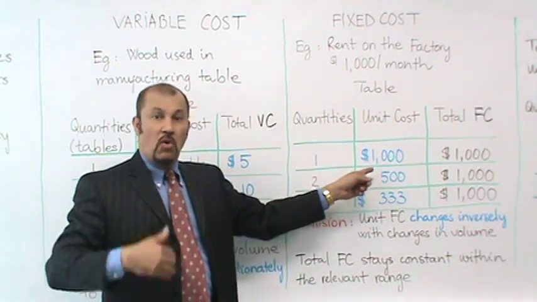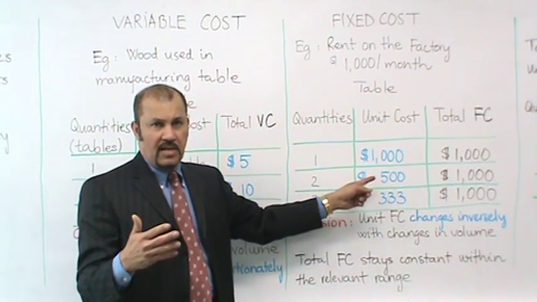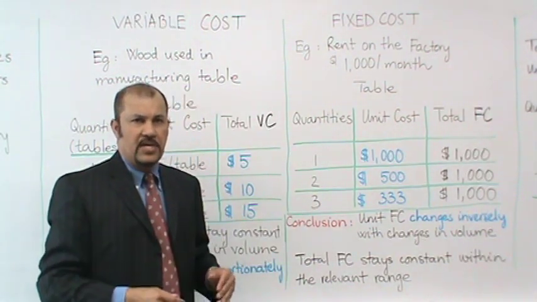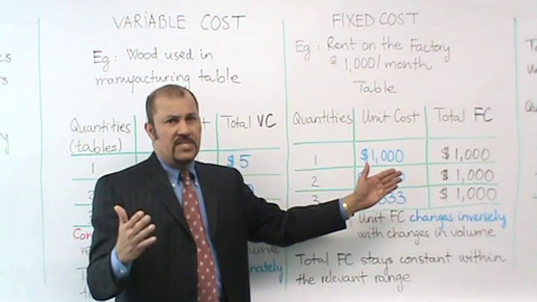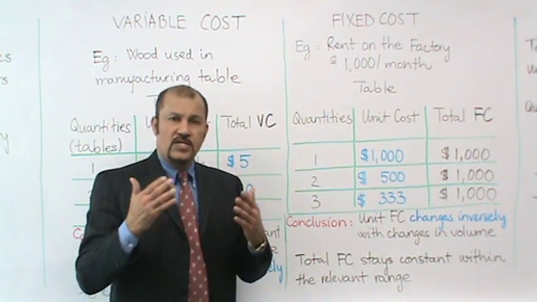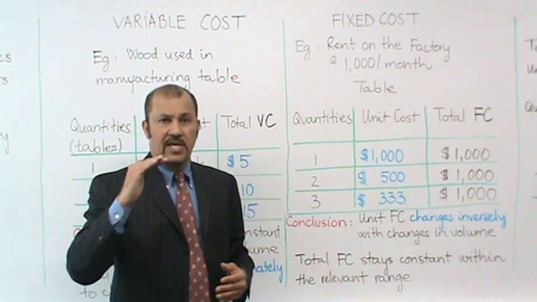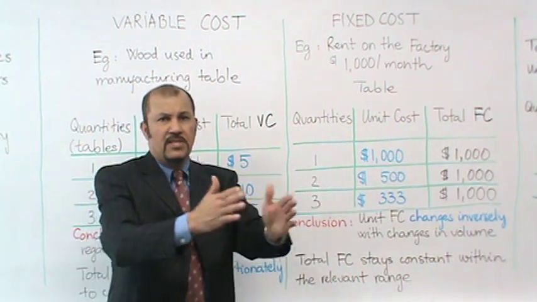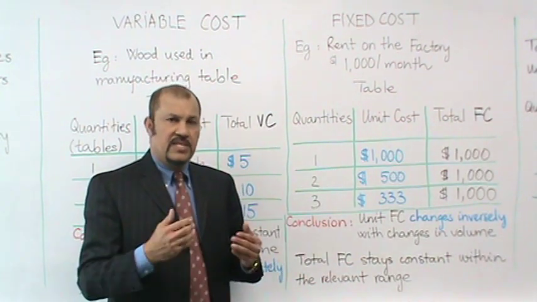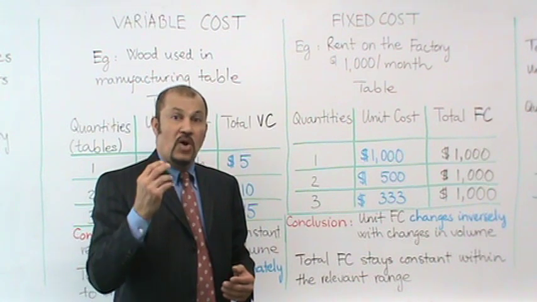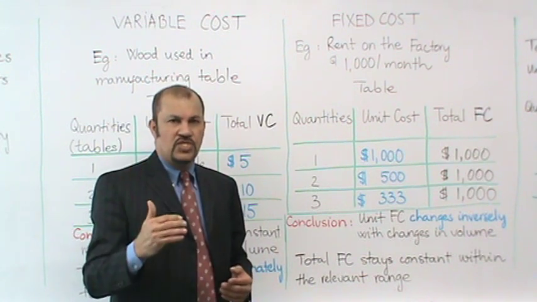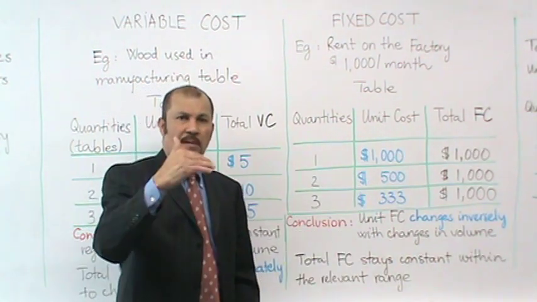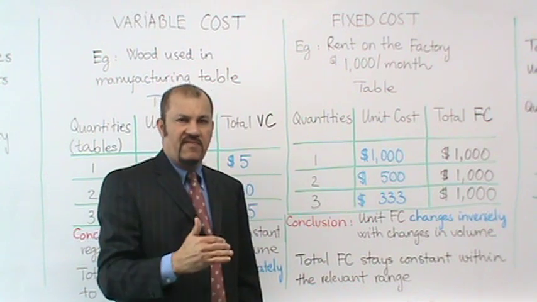So my unit fixed cost also in this case is $1,000. But look what happens when we go to two tables. When I manufacture two tables, my landlord still wants his $1,000 of rent, doesn't he? So my total rent fixed cost still stays the same at $1,000. But when I go to allocate the $1,000 among the two tables that I have manufactured, then this time each table picks up only $500. That's 1,000 over 2, picks up only $500 of rent. So my unit fixed cost has dropped from $1,000 per table to $500 per table.